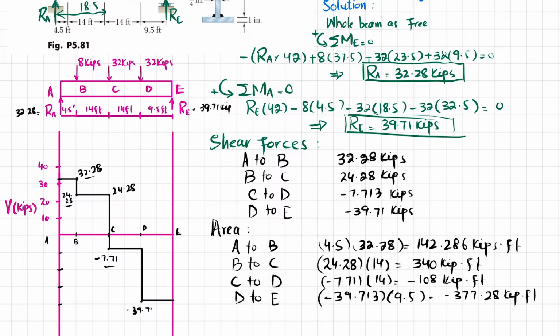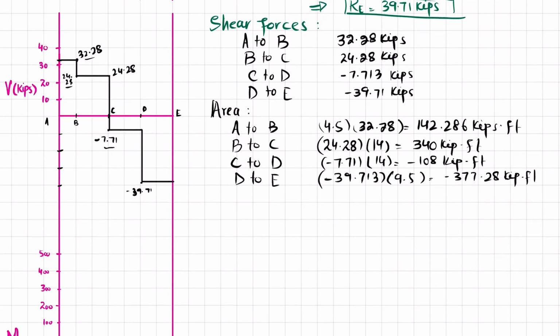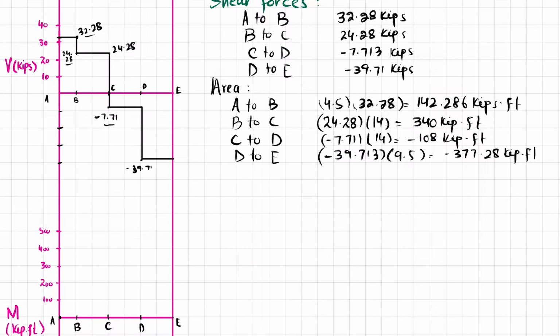Now by using these areas we will be able to plot the bending moment diagram. So let's move and plot it. Okay, so I will first write bending moment. So first, moment about point A. What will be the moment about point A? So moment about point A will be 0 because x is equal to 0.